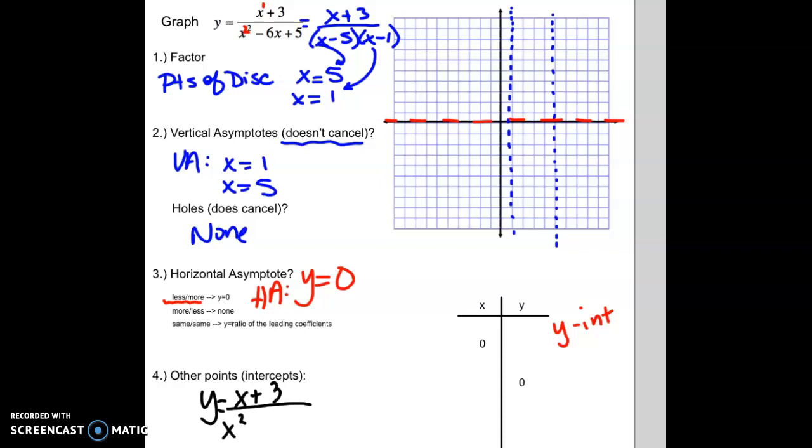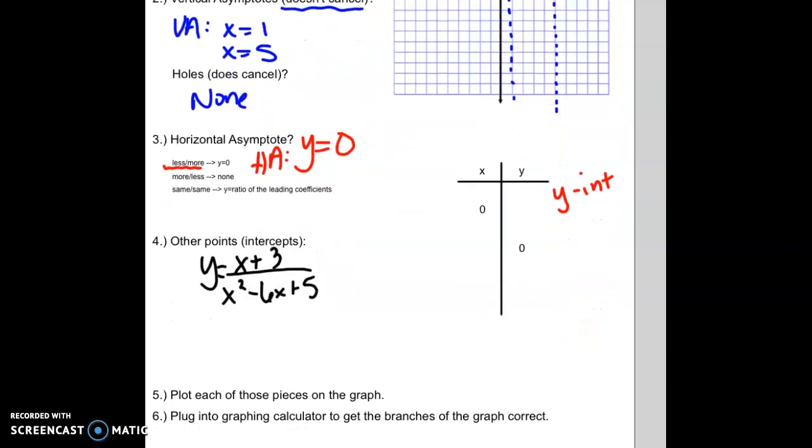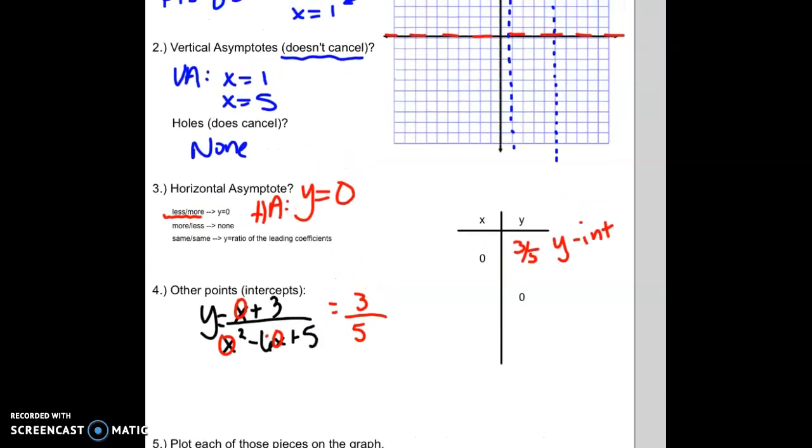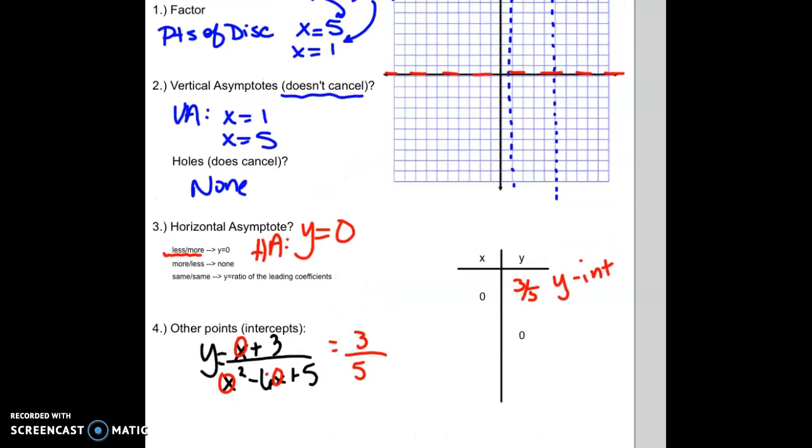So we have x plus 3 over x squared minus 6x plus 5. If we plug zeros in for all of our x's, we have 0 plus 3, which is 3. Denominator 0 squared minus 6 times 0, that all drops out, and we just have a 5. So our X-intercept is going to be at 3/5. Sorry, our Y-intercept at 3/5. Okay, so we can plot that 0, 3/5.